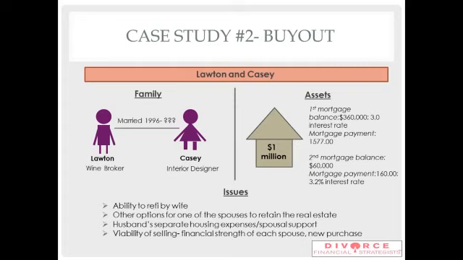So their situation includes one family home. They don't have any other pieces of property. As you can see here, there's a first mortgage balance of $360. They have a 3% interest rate, and their mortgage payment is $1,577.